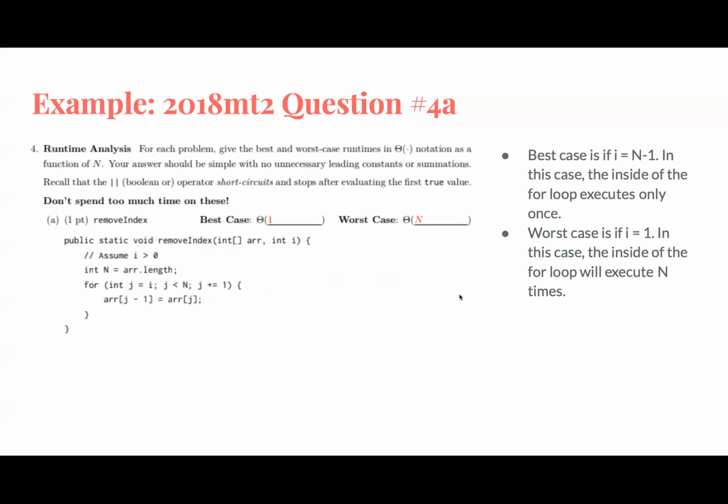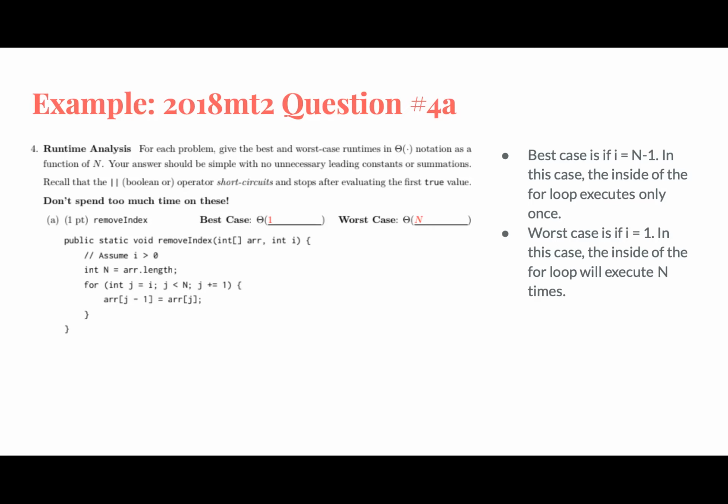All right, so let's talk about best case. Best case is if i is equal to n minus 1, since i can be anything we want it to be. So in this case, the inside of the for loop executes only once, right? So for j is equal to i, so j is equal to n minus 1. And then that is going to be the only time when j is going to be less than n. So then we see that inside of the for loop only executes once. So this is going to give us constant time. That is our best case.